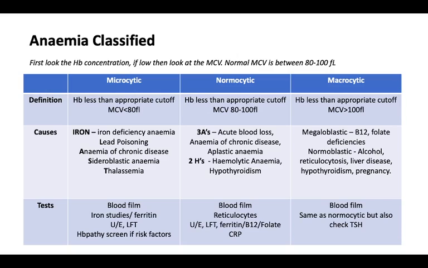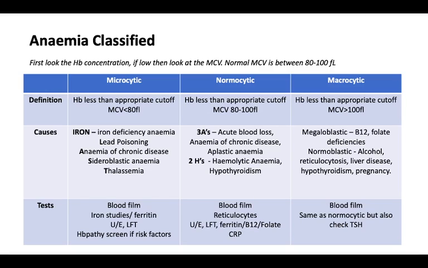So for microcytic anemias, there is a mnemonic which you can use to remember it, and this is "iron last". So iron stands obviously for iron deficiency anemia. L, lead poisoning. A, anemia of chronic disease. S, sideroblastic anemia. And T, thalassemia. So the mnemonic is "iron last".